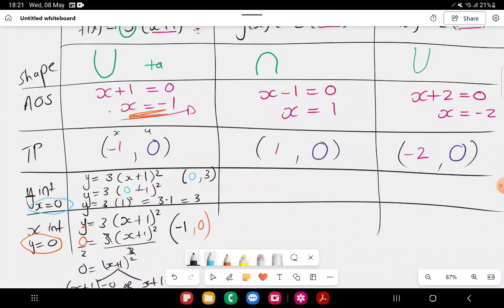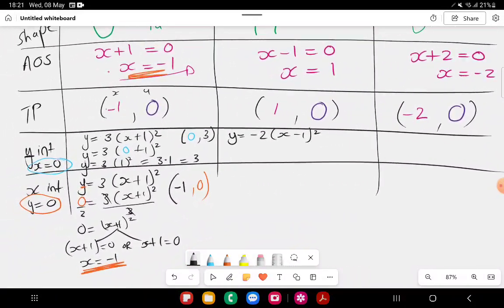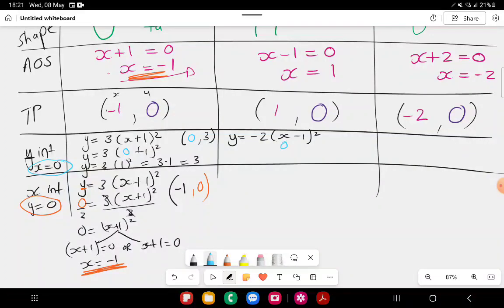Let's do the next one. Our equation here says y equals negative 2(x minus 1) squared. We want x to be 0 over there. So that becomes y equals negative 2(0 minus 1) squared, which is y equals negative 2 times negative 1 squared, which is negative 2 times 1, which is negative 2. So your y-intercept over here is going to be x is 0 and y is negative 2.